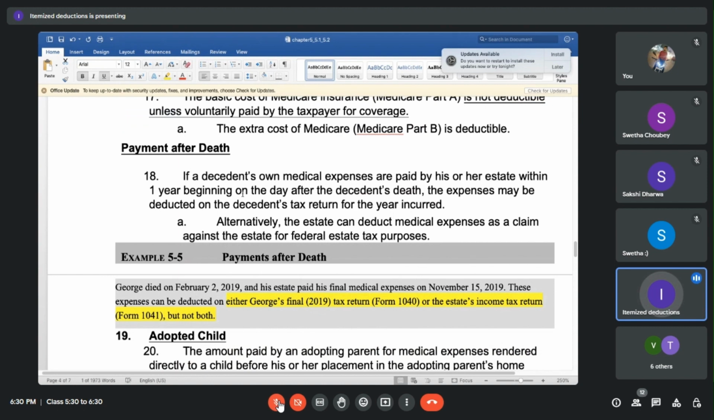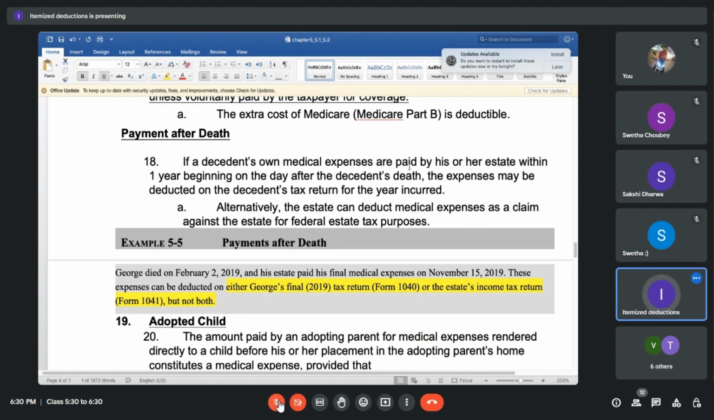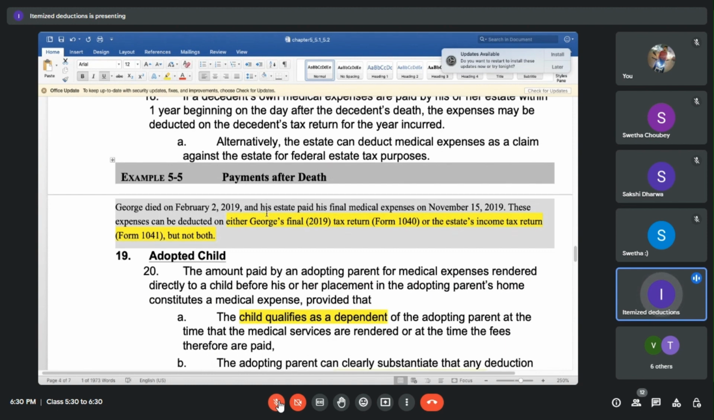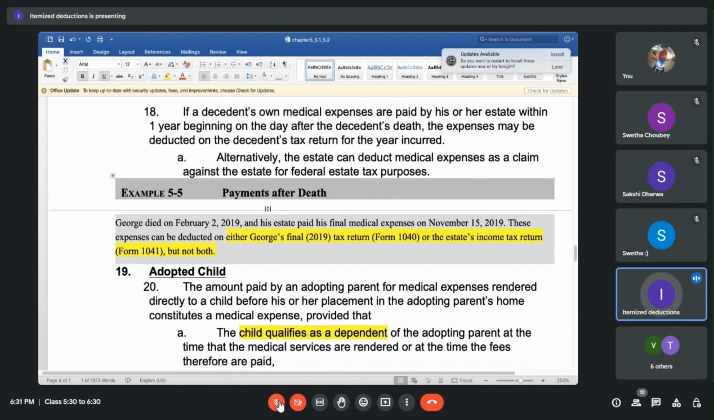Then payment after death. Any medical expenses which are paid after death can also be taken as a deduction. Either the estate will take that as a deduction, right? When the person dies, all the income and property and everything may get transferred to the estate, or there could be a final tax return for the year in which the death occurred. In one of those, obviously double deductions are not allowed. It's not like when you're filing the estate tax return, you claim it there and then also claim it on your personal taxes. That's very logical, right? That's something very commonsensical: take the deduction only once.